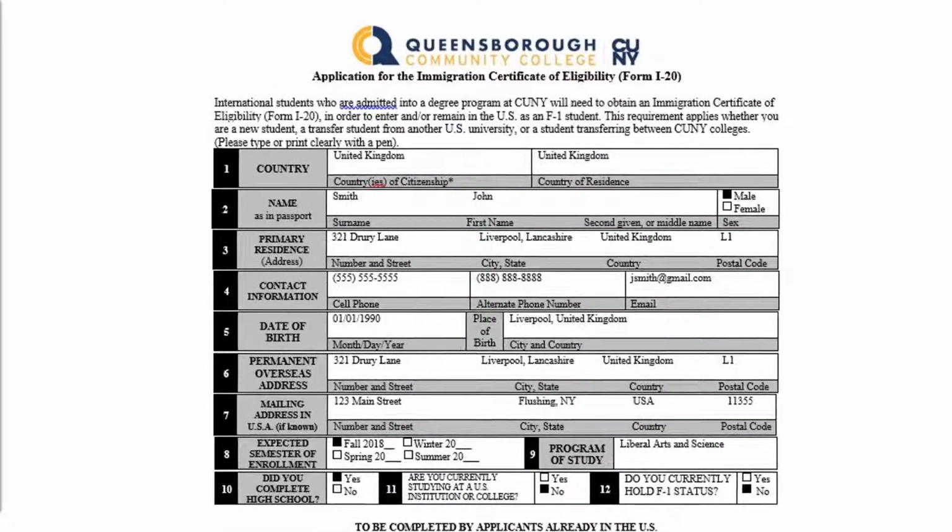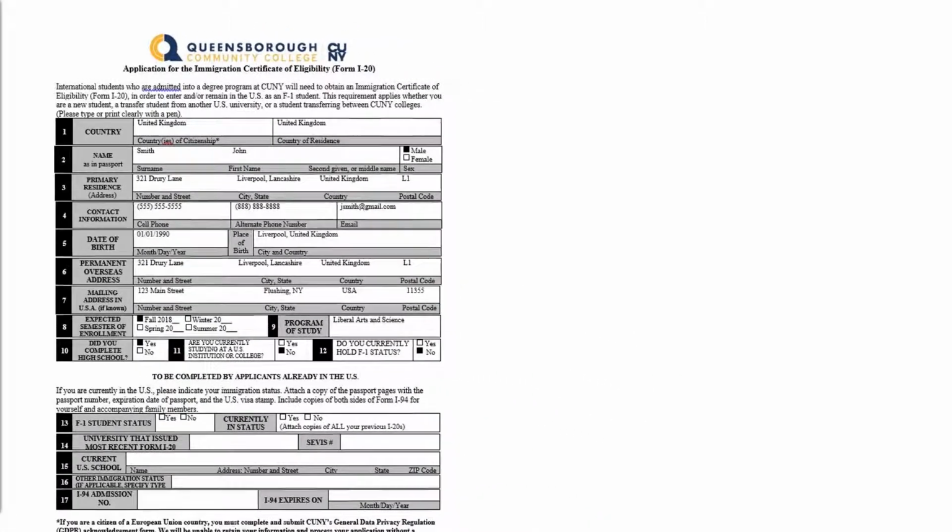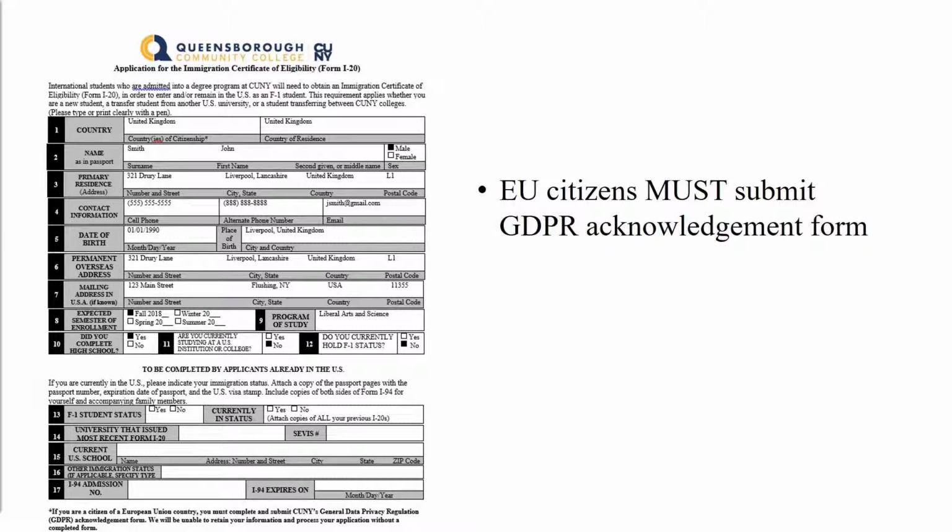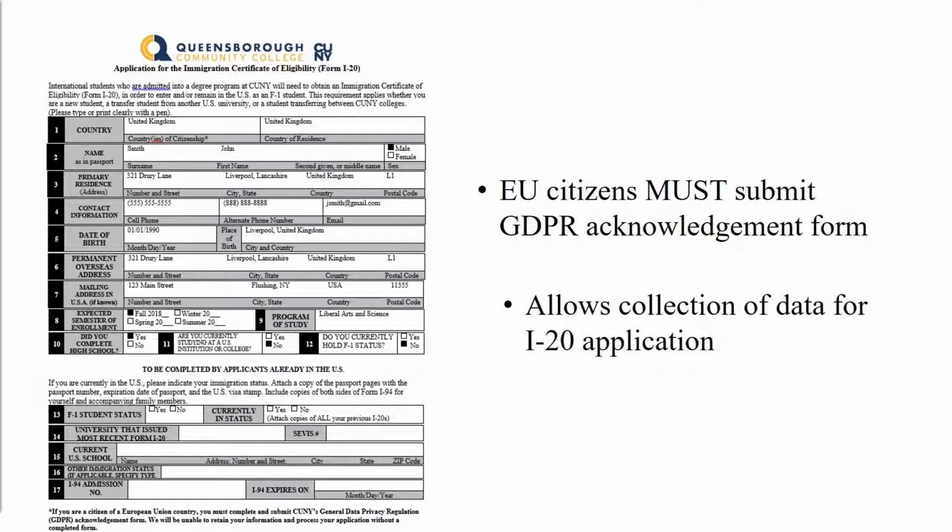For Field 1, enter your country of citizenship, which is the country that issued your passport. Also, enter your country of residence, the country in which you have a permanent home. Please note that if you are a citizen of any European Union country, you must first complete CUNY's General Data Protection Regulation Acknowledgement Form. This form grants our office permission to collect your data so we can evaluate your I-20 application. I-20 applications from EU citizens that do not include this form cannot be considered and will not be accepted.